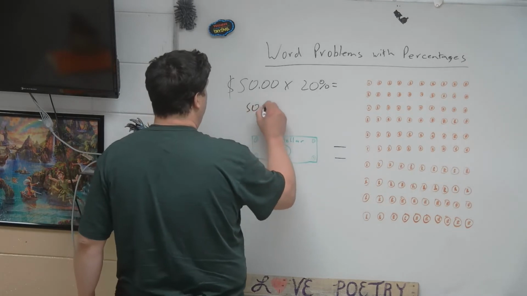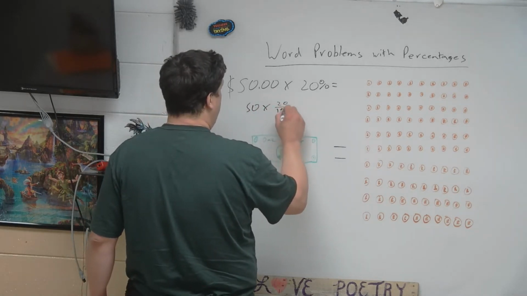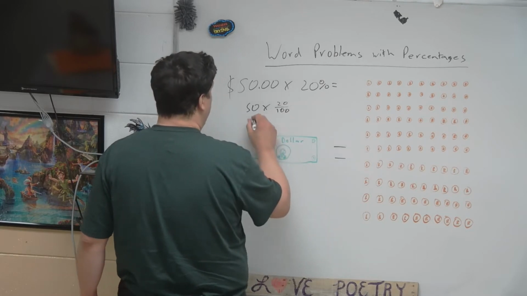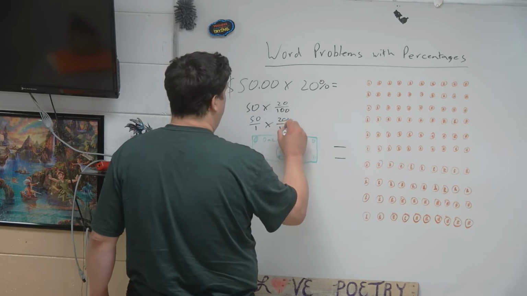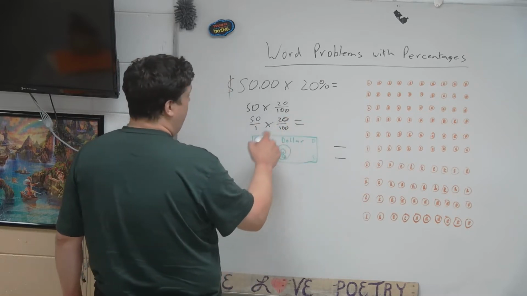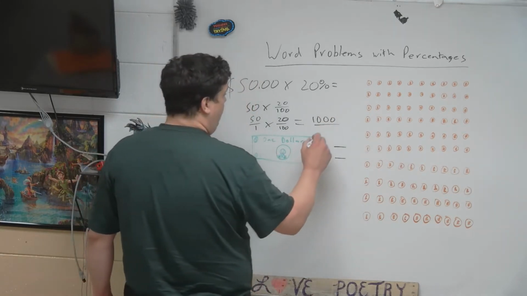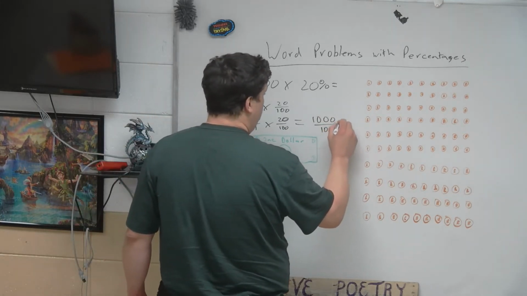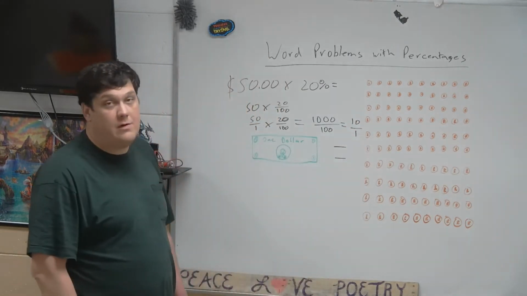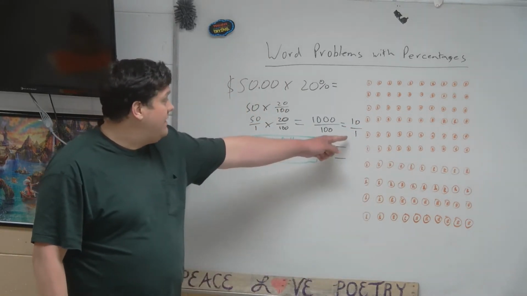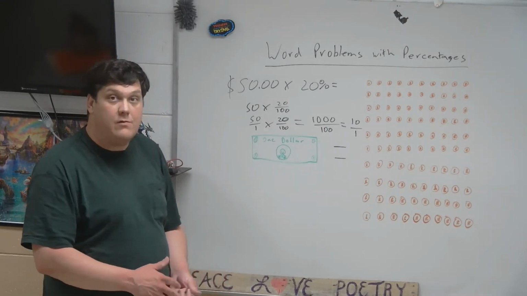That would be 50 multiplied by 20 over 100, which is really just 50 over 1, times 20 over 100. 50 times 20 is 1,000. 1 times 100 is 100. And when we simplify that, reduce that down, we get 10 over 1, which is just 10. The amount of the discount is $10. And $10 subtracted from 50 would be $40.